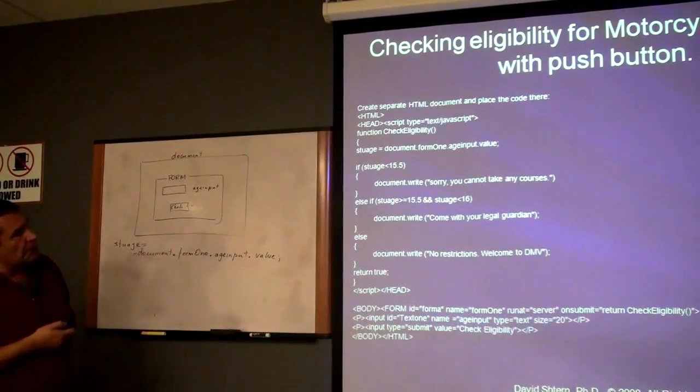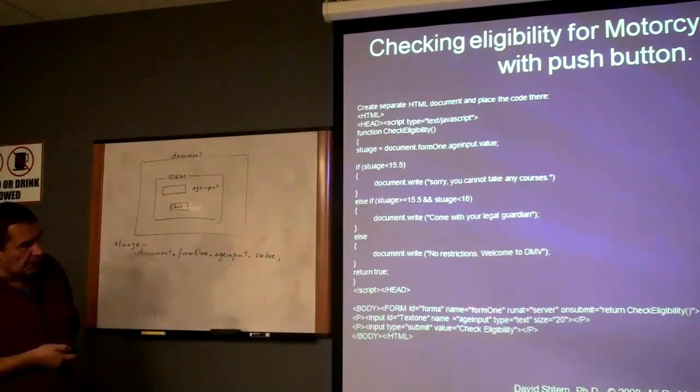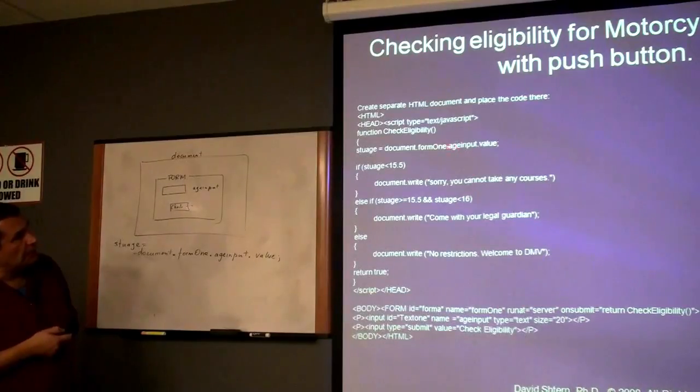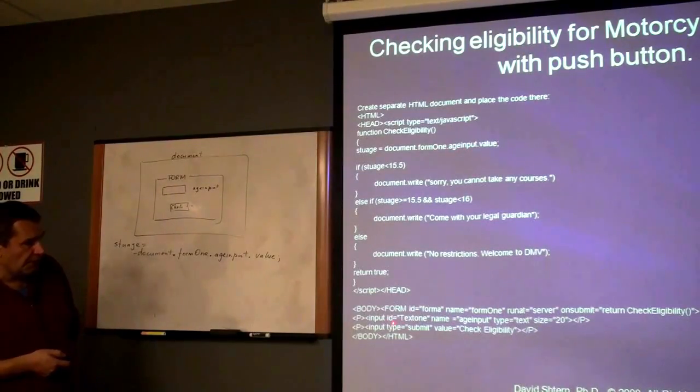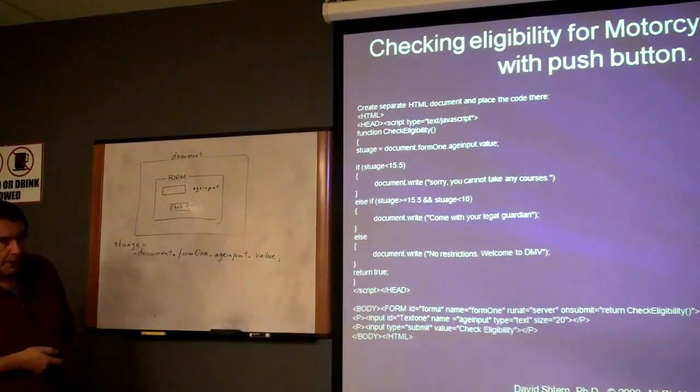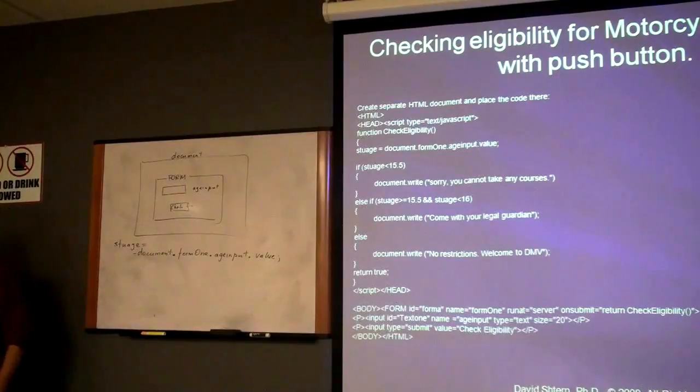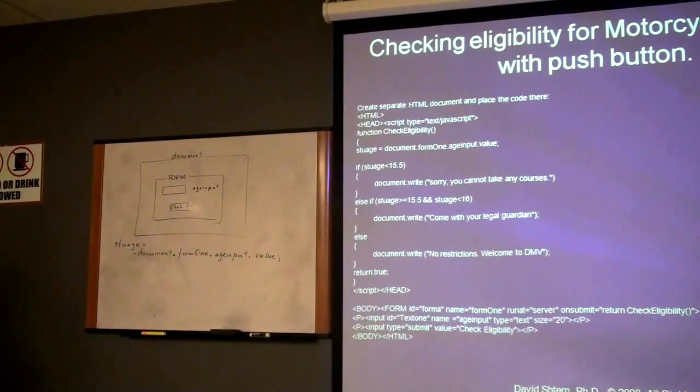So I use names. That's why we have document, which is the top root element. Form1 is the name for the form. This form is named form1. Age input is the name for the text field. This one, age input. If you're not happy with these names, go ahead and change them, but you have to change them in here as well, whatever you change.